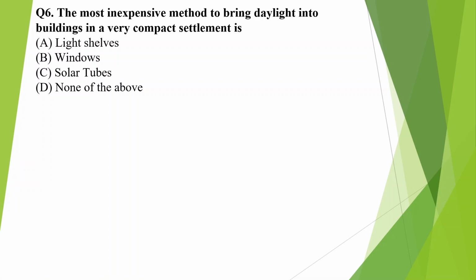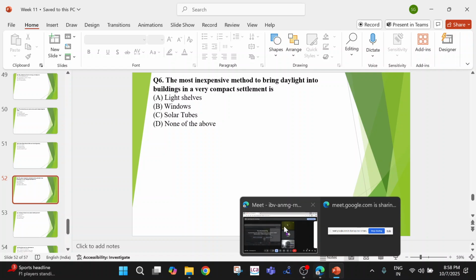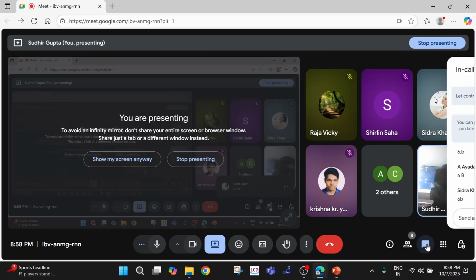That was told to you, how they transmit diffuse light inside. So for a compact settlement where you need daylight inside, solar tubes will be the most beneficial. Option C. Celine has marked the answer correctly. Others have not. Now I hope it is clear to all of you.